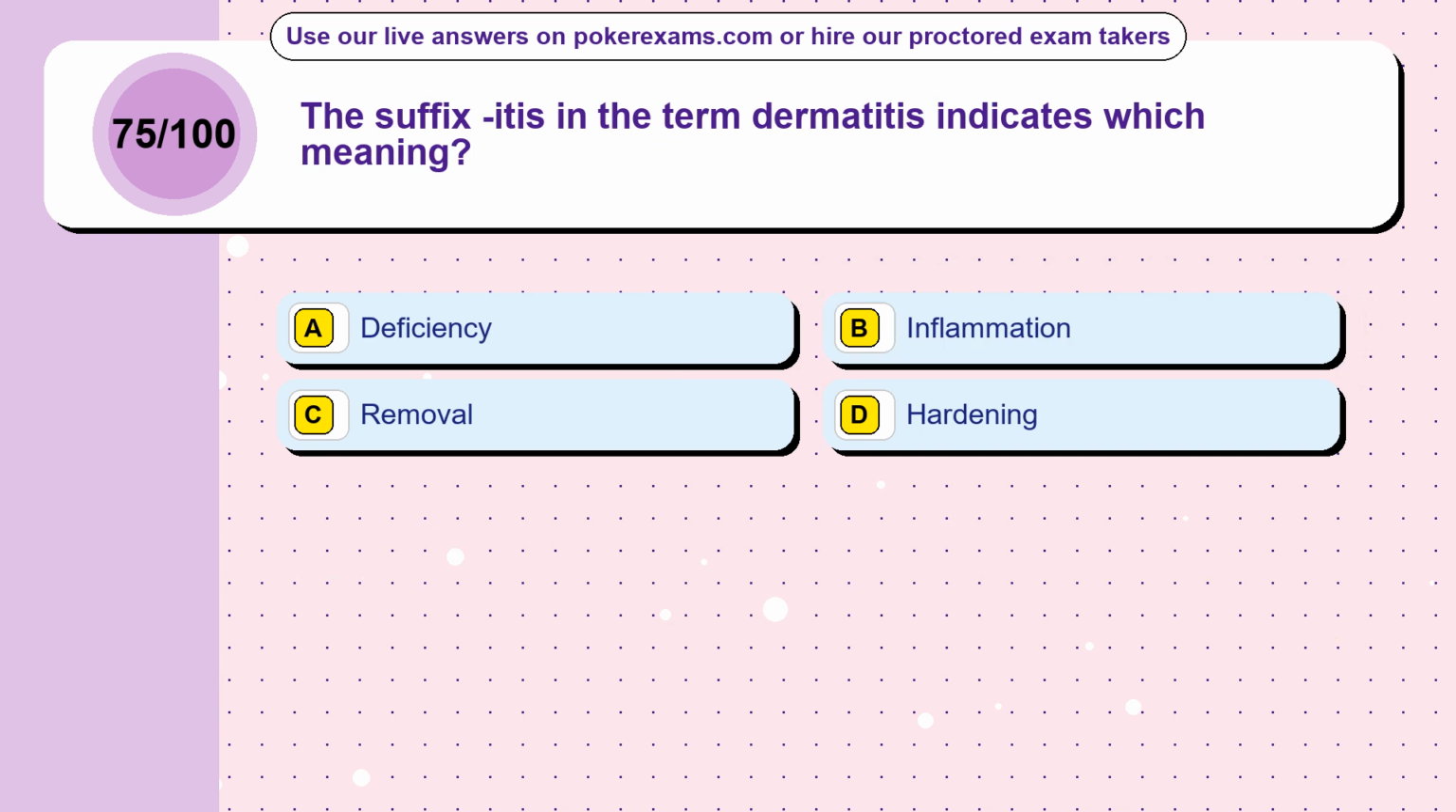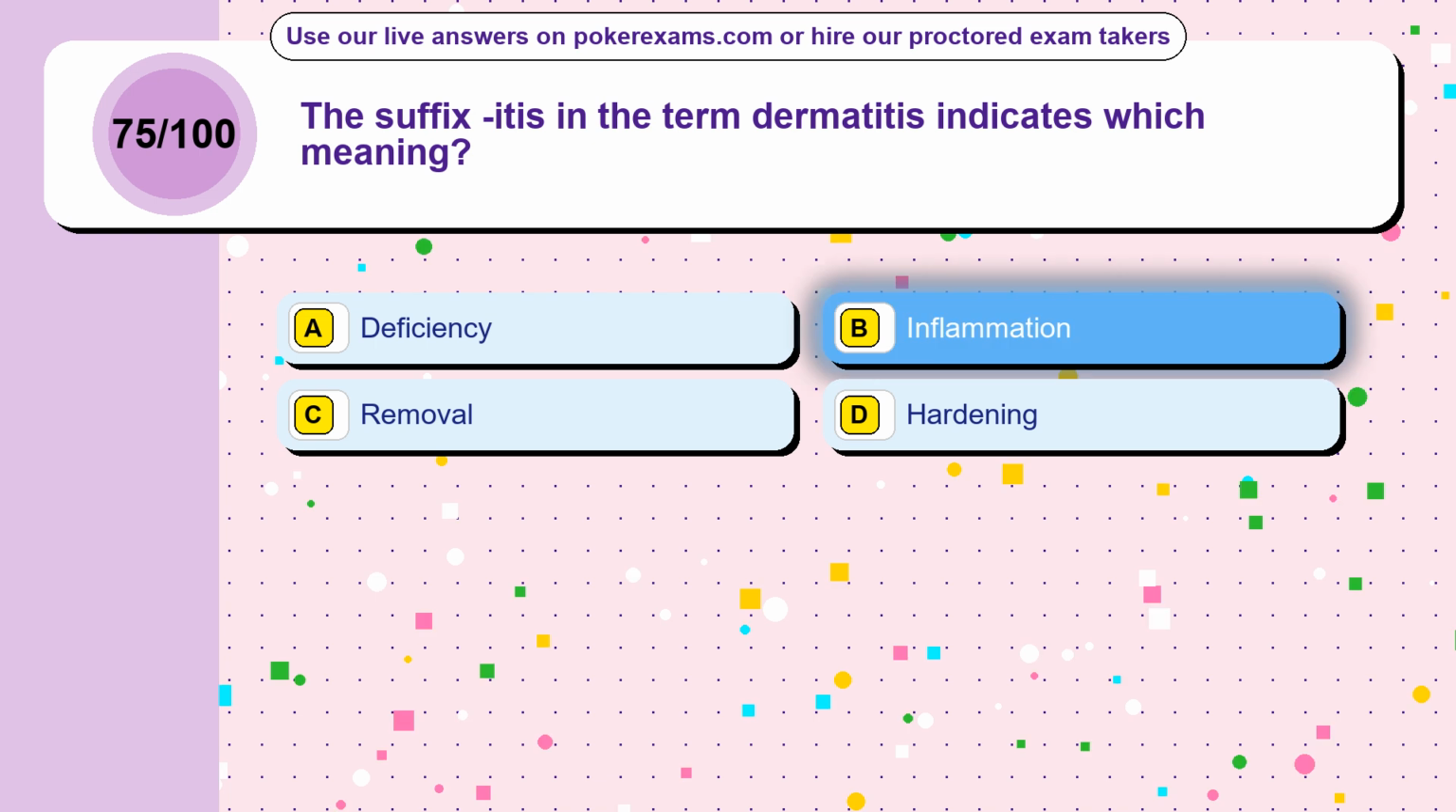Question 75. The suffix itis in the term dermatitis indicates which meaning? Option A. Deficiency. Option B. Inflammation. Option C. Removal. Option D. Hardening. The correct answer is option B.